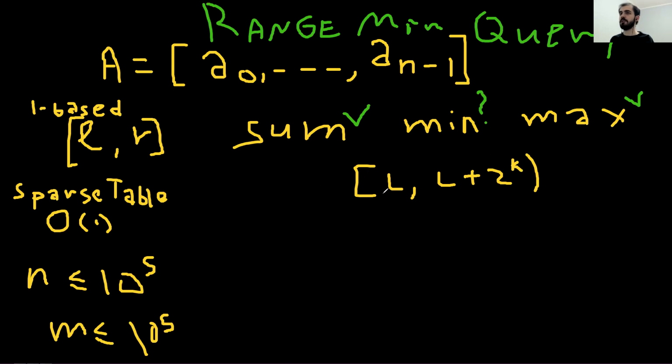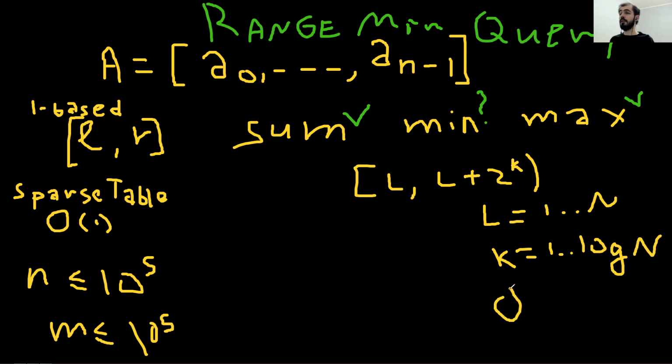So this is a half open interval from L to L plus 2 to the power of K. And you store this kind of segments for all values of L and for all values of K. You can get away with it because K is up to log n. So your total memory usage will be n log n. So you can pre-compute the minimum on every such segment.